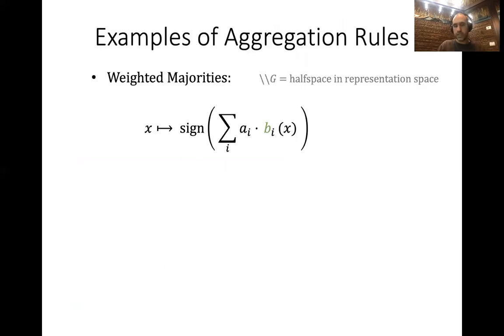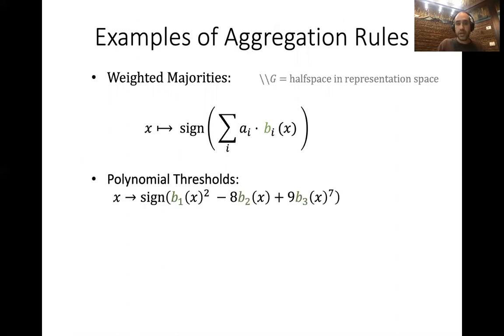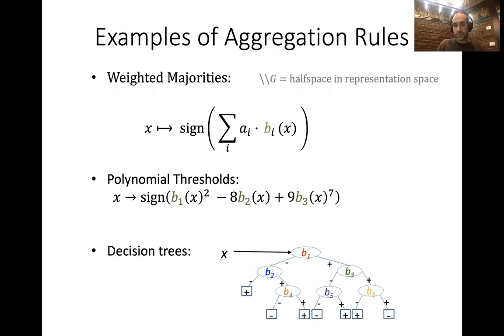So as I told you before, the most famous aggregation rule in this context is a weighted majority vote. But you can also take polynomial thresholds, right? So take a threshold over a polynomial function rather than a linear function. Or you can take decision trees and many other options. And we will use complex aggregation rules. I'm not sure we'll see it today, but let me tell you that at least.